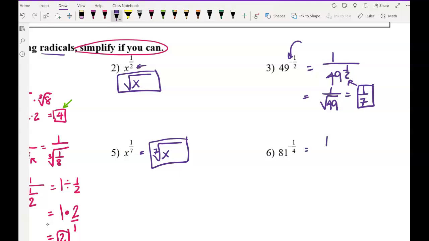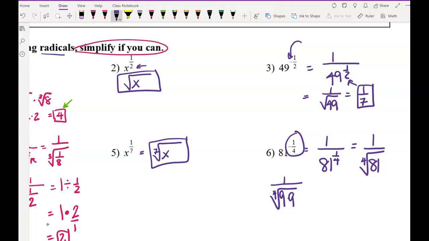81, similar process, 1 over 81 to a positive power of 1/4. With negative exponents, rewrite it as positive because it's easier. Then that's going to be a 4th index because your denominator is 4. 81, students, is going to be the 4th root of 9 times 9, which is the 4th root of 3 times 3 times 3 times 3, which we can take out one of the 3's because it's a 4th index and we have four 3's. So the final answer is 1/3.